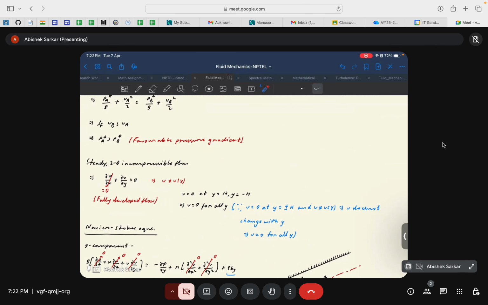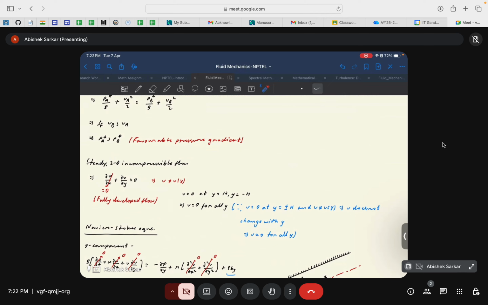So for a steady 2D incompressible flow, we will have ∂u/∂x + ∂v/∂y equal to 0, okay? We are not considering ∂w/∂z because why? Again, ∂w/∂z is 0 because the gradient of any term with respect to z is equal to 0, okay? So for a fully developed flow, we have that ∂u/∂x is equal to 0. That was one of the assumptions that we took. So we have ∂v/∂y equal to 0, okay? That is the first result, and v is not a function of y at all, okay?